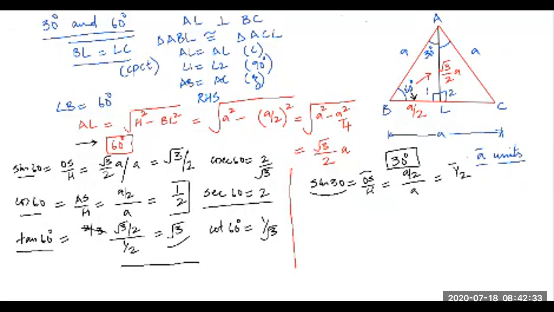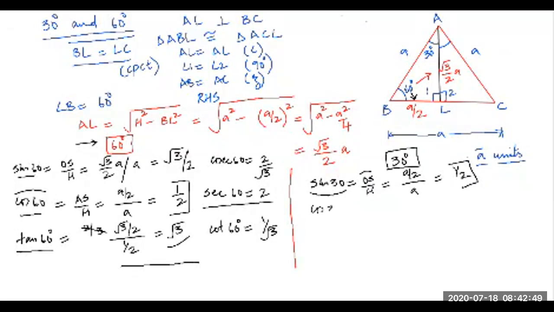And see students, the complementary ratio for sine 30 is cos 60, and cos 60 is also the same, 1 by 2. Great. Once you can find sine 30, you can also find cosecant 30, which will be 2.